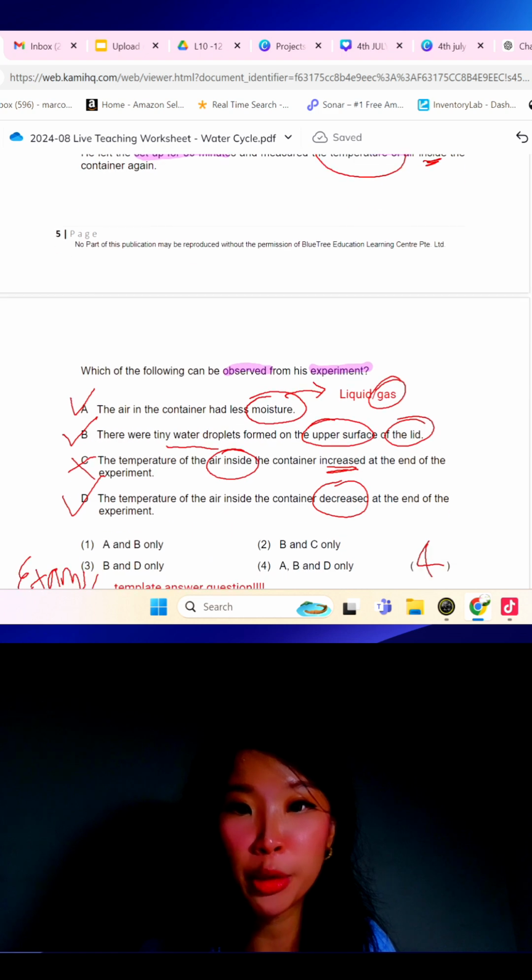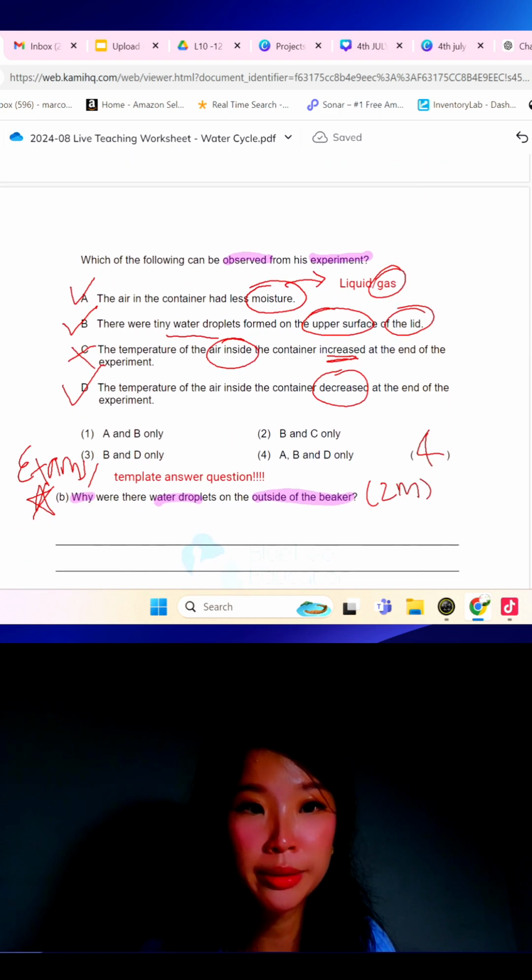So remember just now we talked about moisture in the air is water vapor, right?